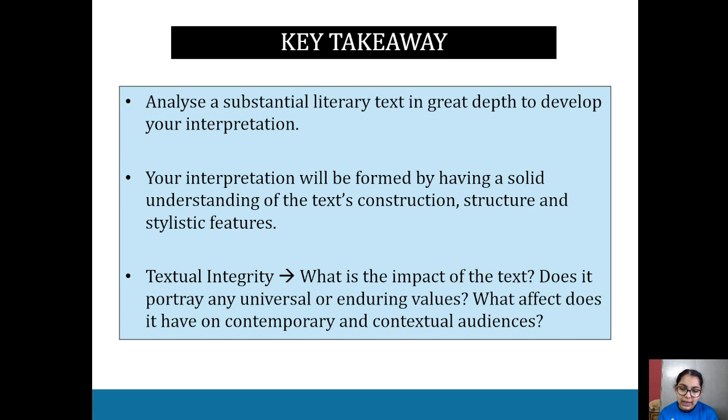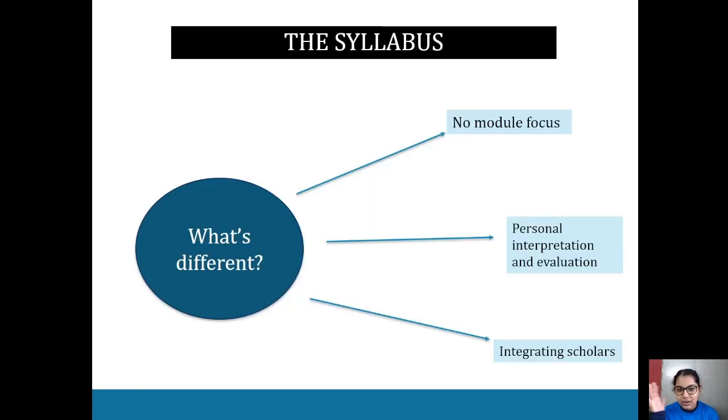So here, the big idea is that of textual integrity. What is the impact of the text? That is what textual integrity is. You're looking at the textual integrity of the text. Does it portray any universal or enduring values? What effect does it have on the contemporary and contextual audiences? So basically, textual integrity is what impact the text has. How is it showing these specific ideas, universal ideas that are relevant to both contemporary and cultural audiences? And we will talk about textual integrity in a lot of depth as we go through our slides.